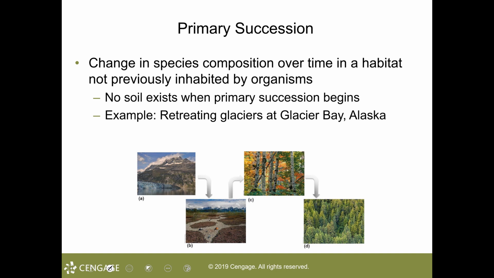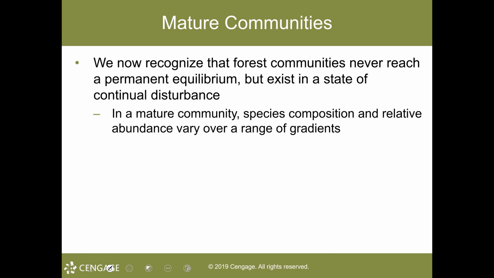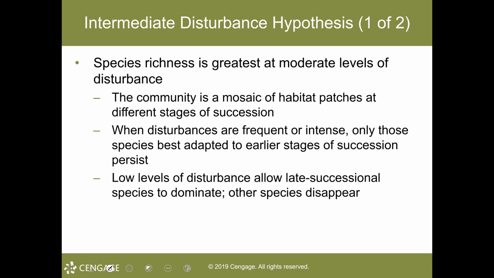So the change in species composition that takes place is after the disturbance has removed the existing vegetation. With secondary succession, soil does exist. So you find this happening either by disturbance by a human, or even in the case of some storm, such as a hurricane or even tornadic activity. So this leads us directly into mature communities, which have been there for a long time, but directly into the intermediate disturbance hypothesis.